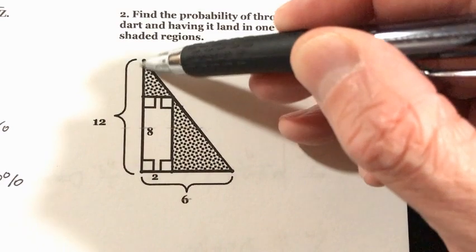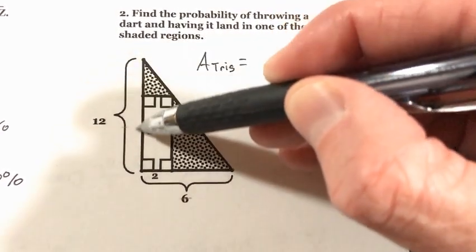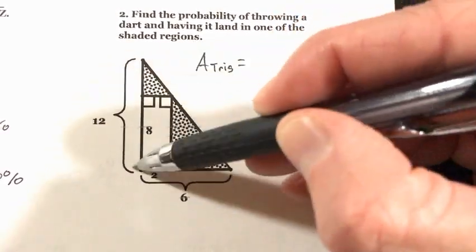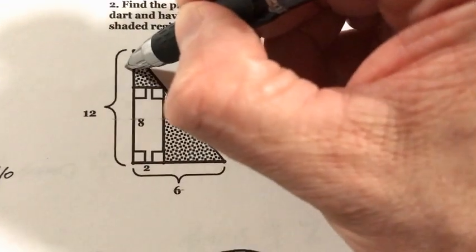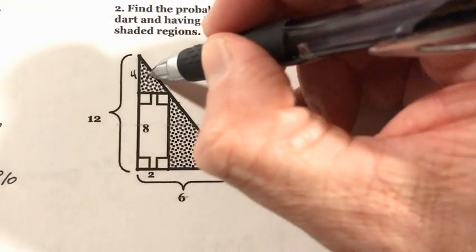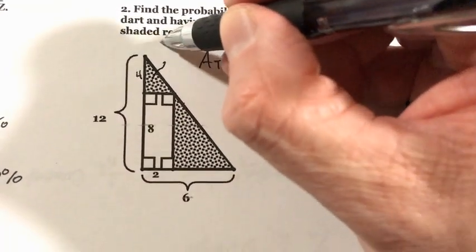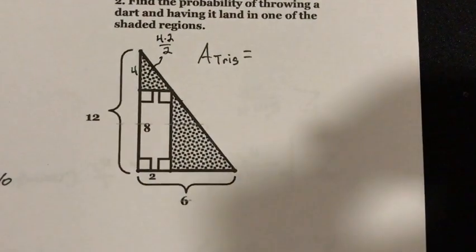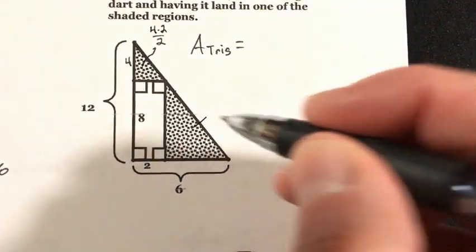And a height, we're not sure what the height is right away, but we see that this total distance is 12. And this distance here is 8, so we can do 12, take away that 8 to find that this little segment right there is 4. So this triangle has an area of 4 times 2 divided by 2. Remember, base times height divided by 2 is the formula for the area of a triangle.